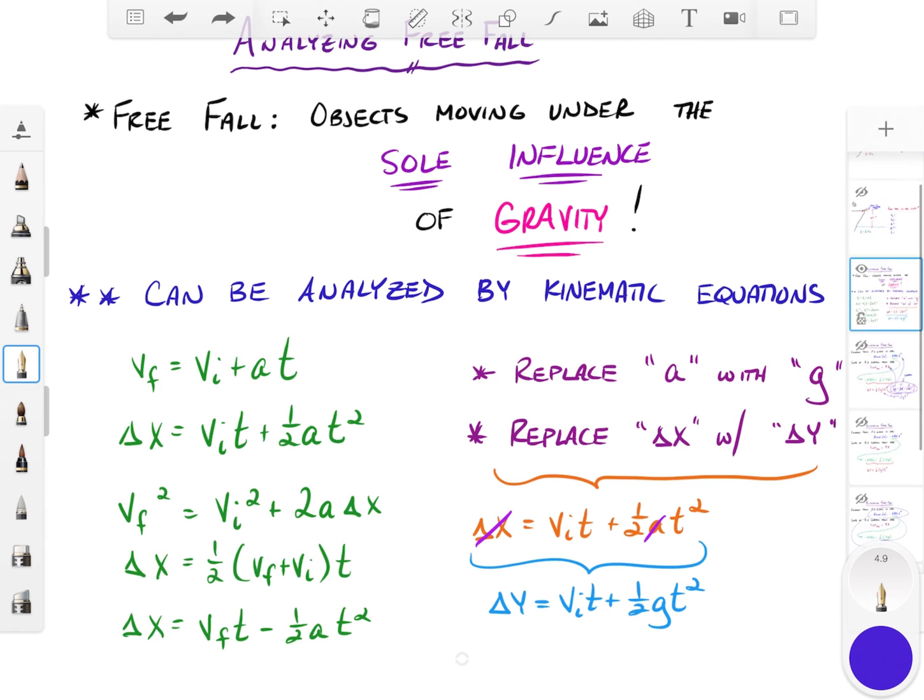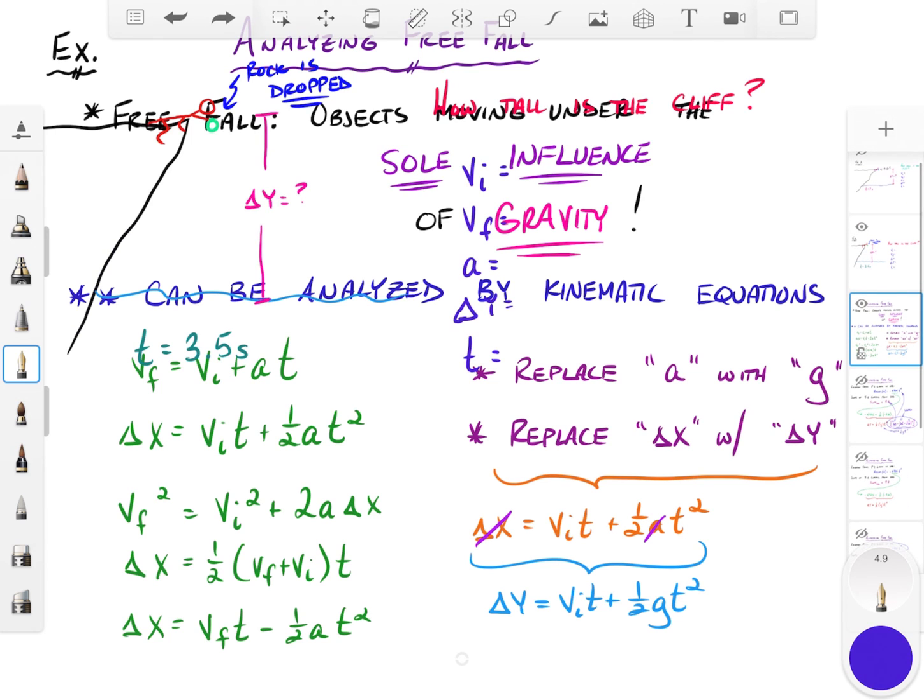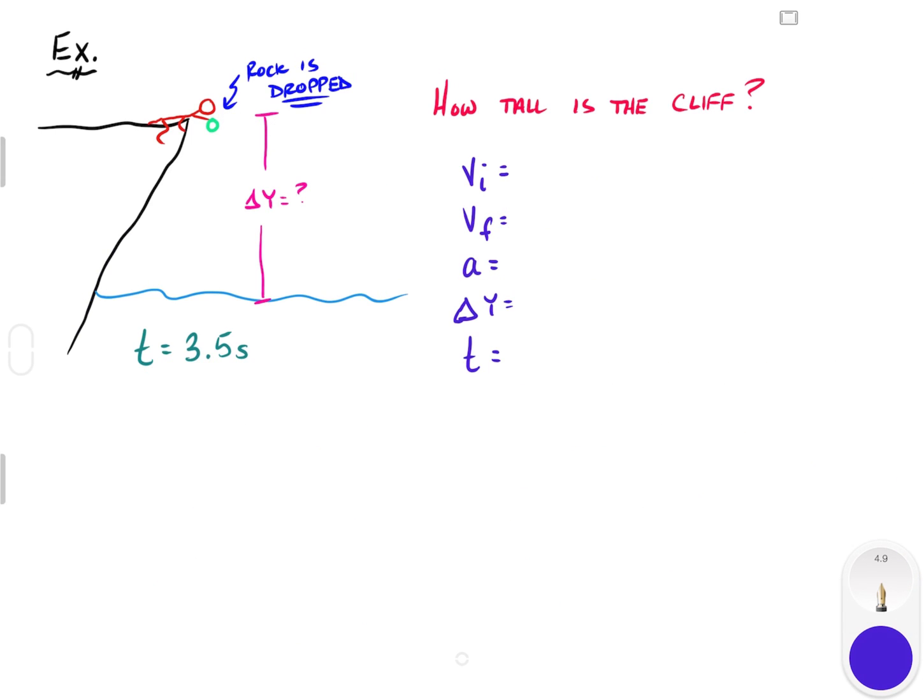So let's go through a few examples just so you understand how we can apply these. Again, pause the video quickly if you want to jot this example down, and then you can play it when we walk through it. You have a rock that's being dropped from someone on top of a cliff over some water. We know that it takes about 3.5 seconds for that rock to fall all the way down and hit the water. So the question becomes, how tall is this cliff?